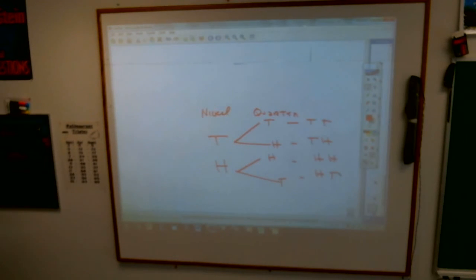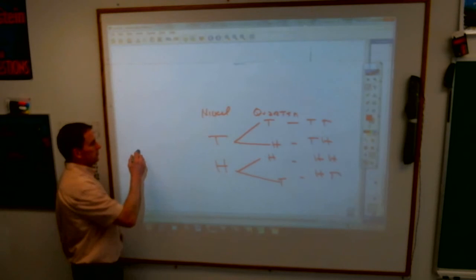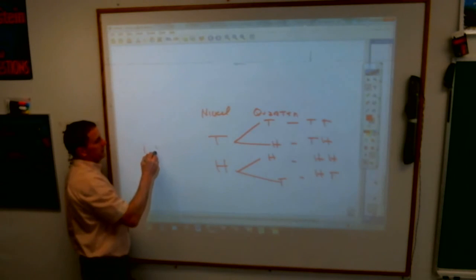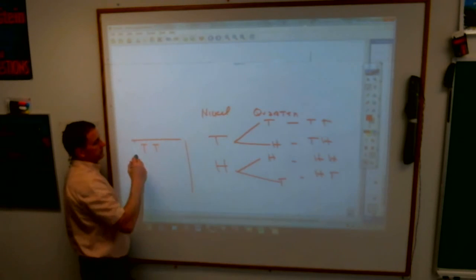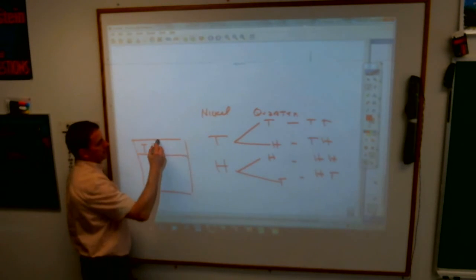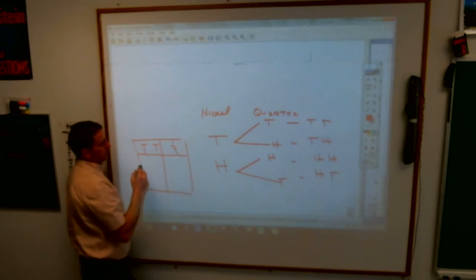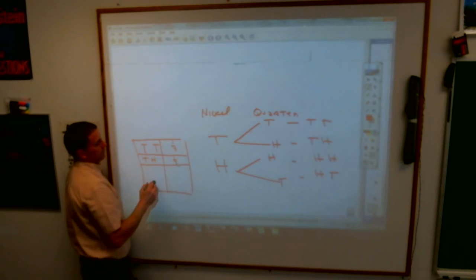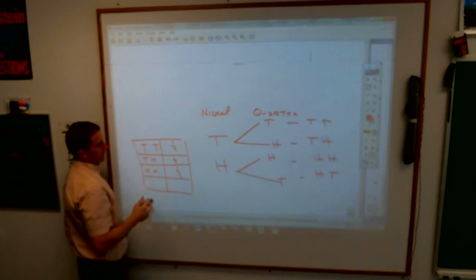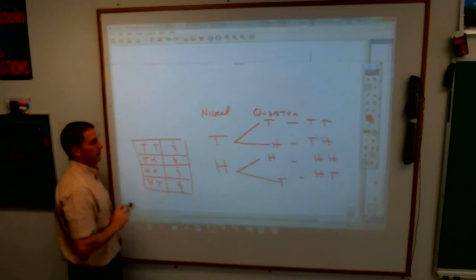Problem 11 says make a table that shows the probability of each possible outcome. Well, that wouldn't be too hard. Here's your table. What's the probability of getting a tail and a tail? 1 and what? Probability is 1/4. What's your probability of getting a tail and a head? 1/4. What's your probability of getting a head and a head? 1/4. Your probability of getting a head and a tail? 1/4.